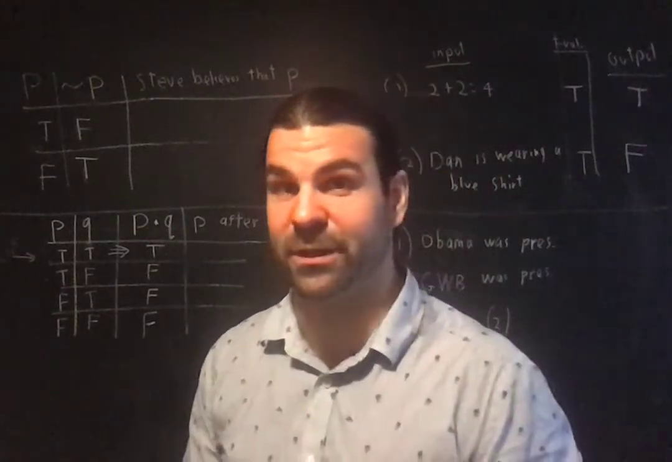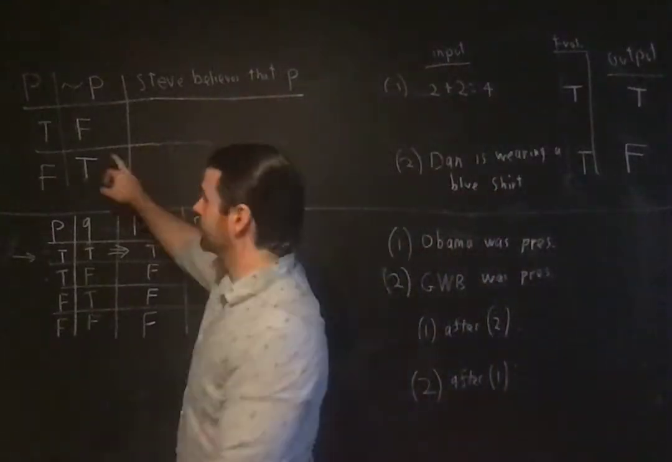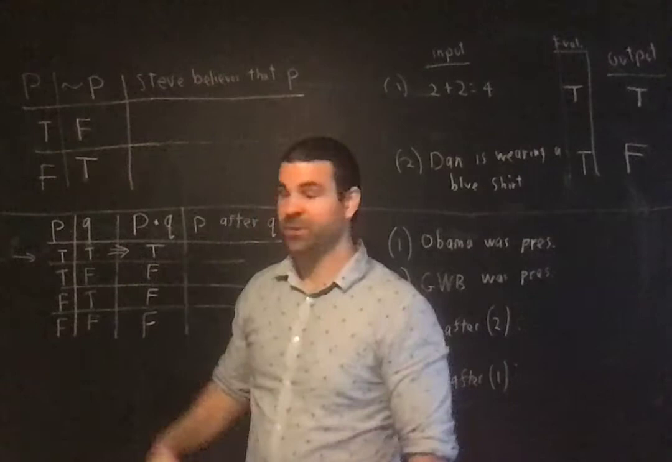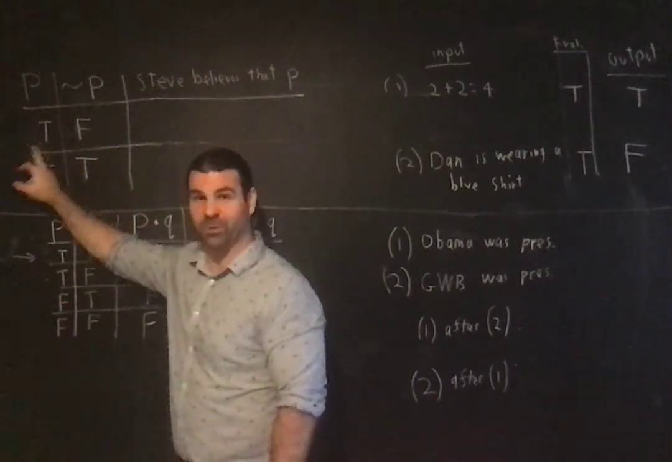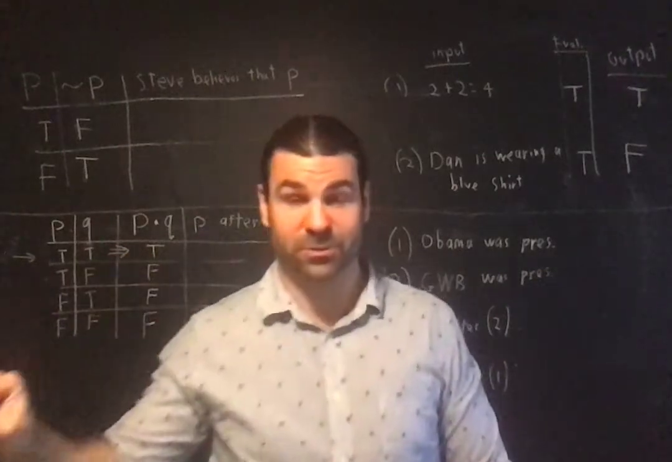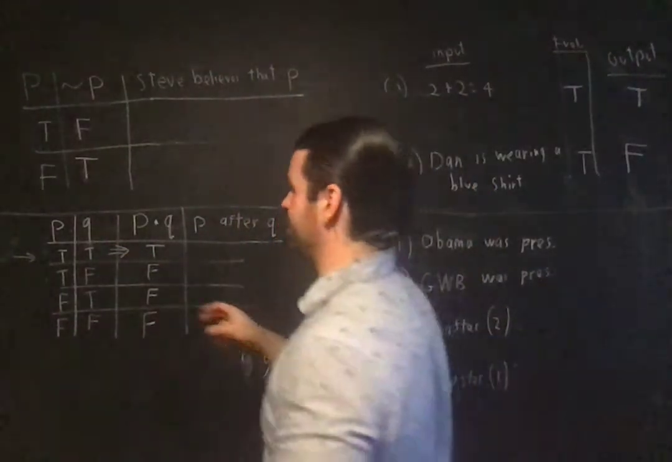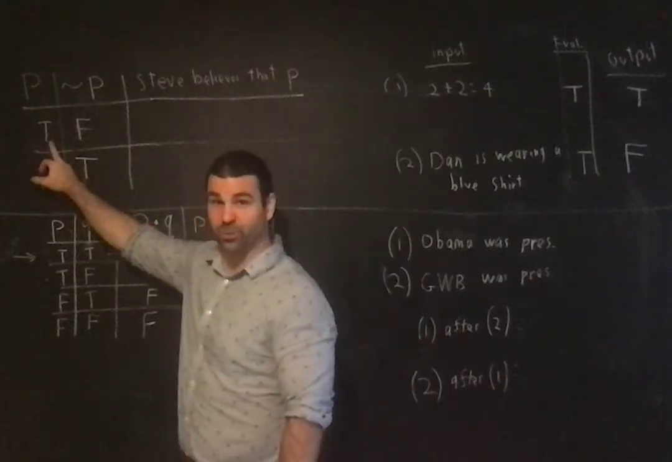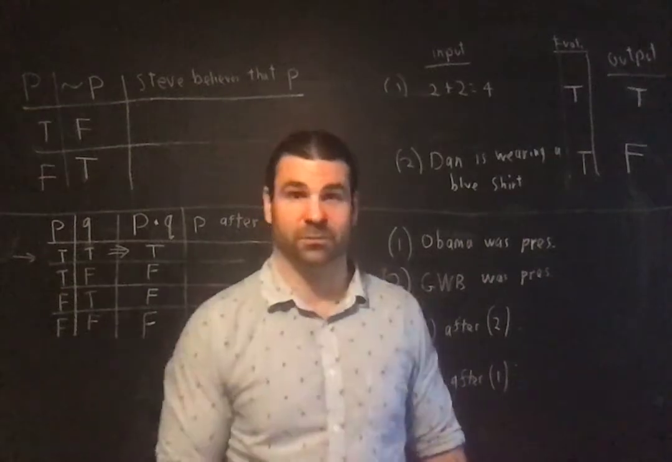Because every true P is taken to a false not P. The truth value of not P is determined by the truth value of the input. True goes to false, false goes to true. There is a function. It's just that every single true input goes to a false output. That is what ensures it being truth functional.